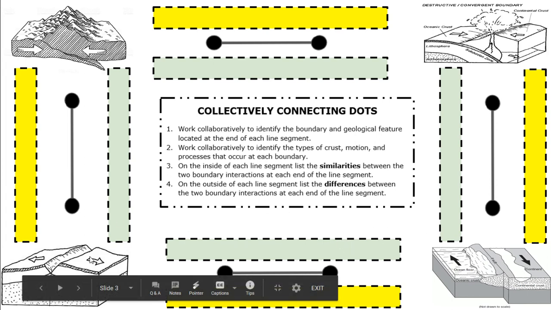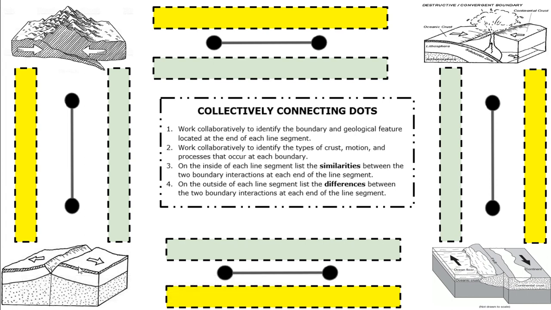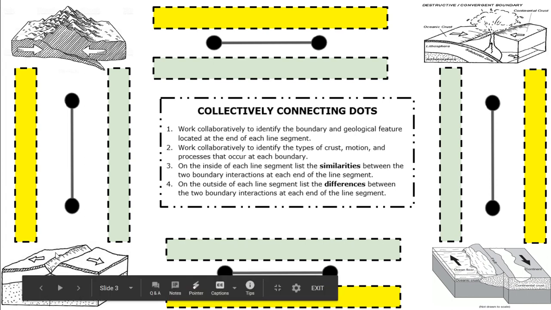And then going over to the end of this line segment over here, you have arrows moving away, so we call that diverging, and it depends on what type of crust is diverging. If it's oceanic, we're going to get mid-ocean ridges. If it's continental, you're going to get a rift.